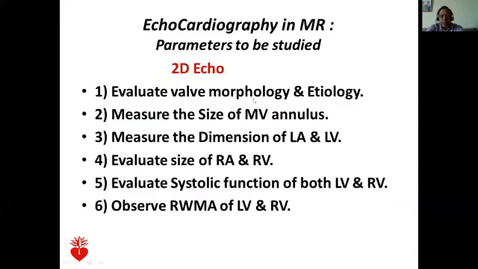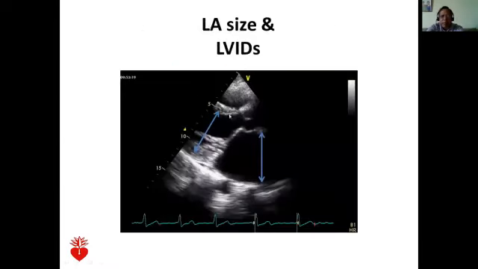Now, by 2D echo, what are the things we can see? We evaluate the valve morphology and etiology, measure the size of the mitral valve annulus, measure the dimensions of the LA and LV, evaluate the size of RA and RV, the systolic function of both LV and RV, and observe if there is any wall motion abnormality of LV or RV. This is a still picture showing how to measure the LA dimension and end diastolic LV dimension. This is very important for deciding the timing of the surgery.